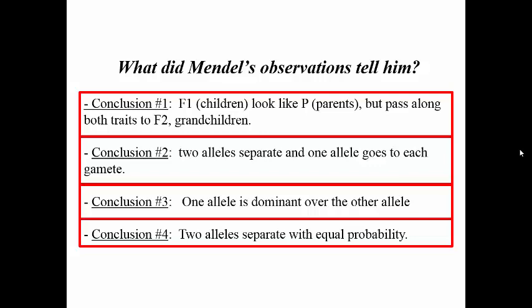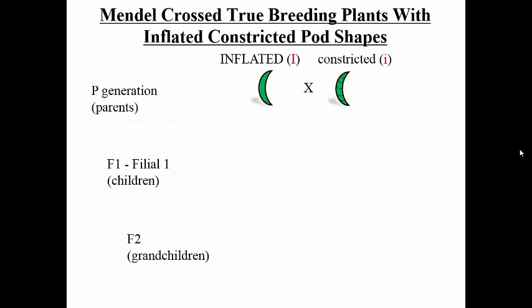So again, let's look at this example again. Now we're going to put modern nomenclature, or modern ways of writing the genotypes. In other words, the genotype is saying, what DNA sequence does the organism have? That's the genotype. And we represent those DNA sequences by letters. Do they have the DNA sequence that gives the dominant trait?